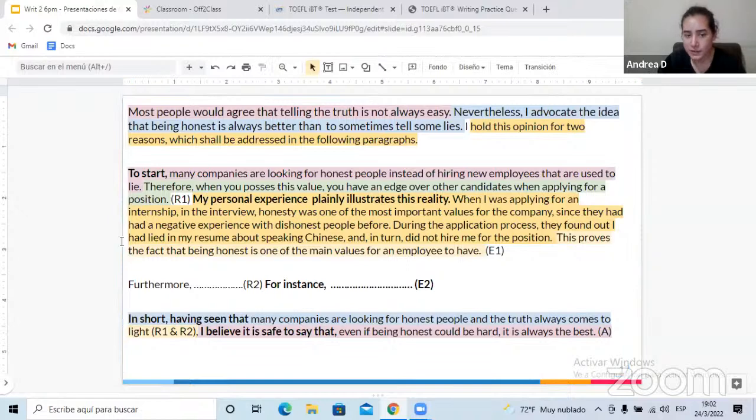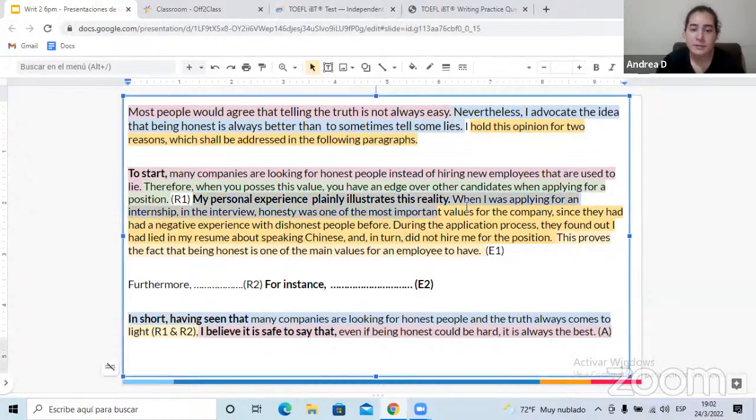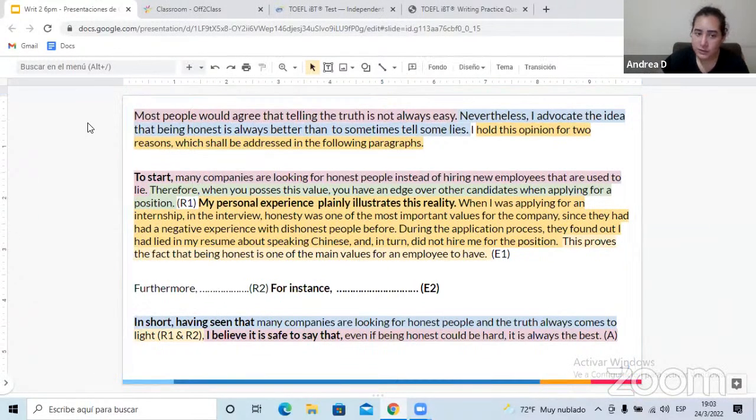So my advice: practice and try to create your own template. You can memorize some phrases that you're going to use, like "my personal experience" and so on, or "most people would agree," but you don't have to necessarily use these ones. Try to have the structure, that's important, but you can create your own template, one that you feel confident with, one that you know by heart, and that's also going to help you be more confident when writing these essays.